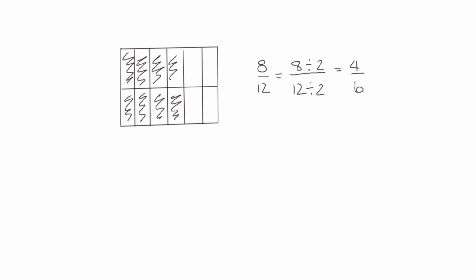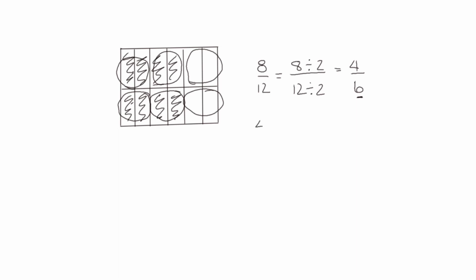So we're taking our 12 original units and we're grouping them into groups of 2. So we have 6 groups, and then we're taking our numerator of 8 units and putting them in groups of 2. We end up with 4, 1, 2, 3, 4. So we have 4/6.